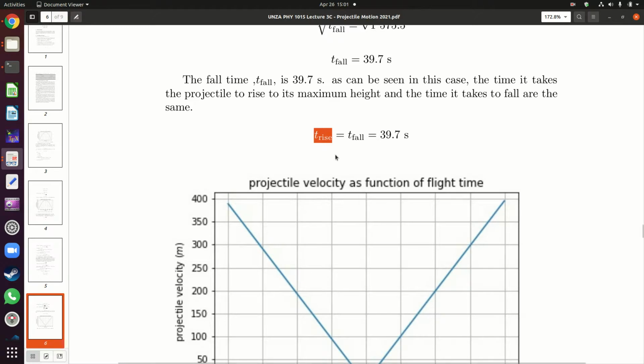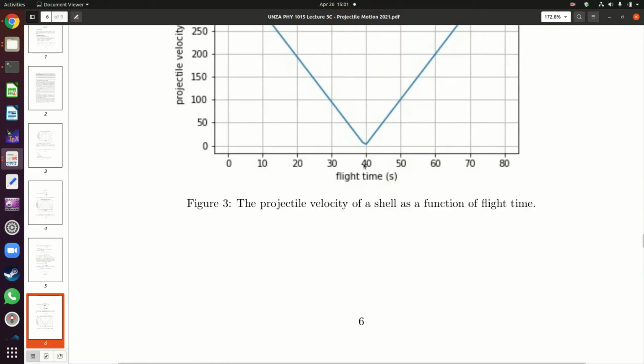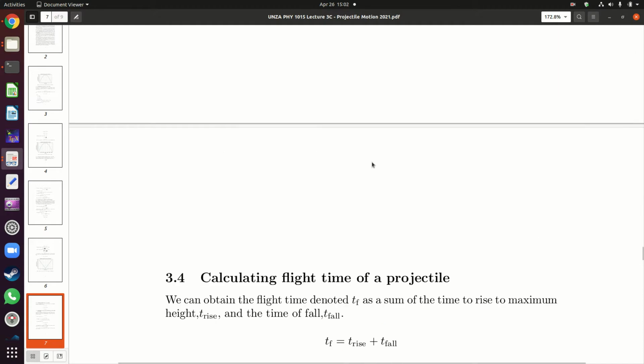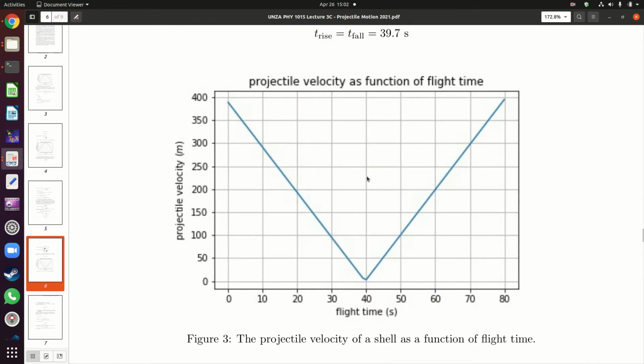Now that we have got the rise time and fall time, we can work out what the flight time is. The flight time, TF, is going to be equal to the rise time plus the fall time. So the rise time is 39.7 seconds, plus the fall time of 39.7 seconds, and this gives us a flight time TF of 79.4 seconds. This 79.4 seconds is close to 80 seconds, and that's what this graph is trying to show.